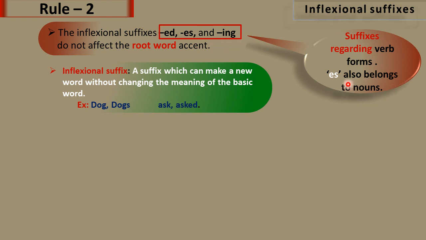Okay, and es also belongs to nouns. That means es is a suffix which is used to form verb forms and also is used to form nouns, and it is an exception. So try to remember this. Let us try to understand more and more about this with the help of some examples.